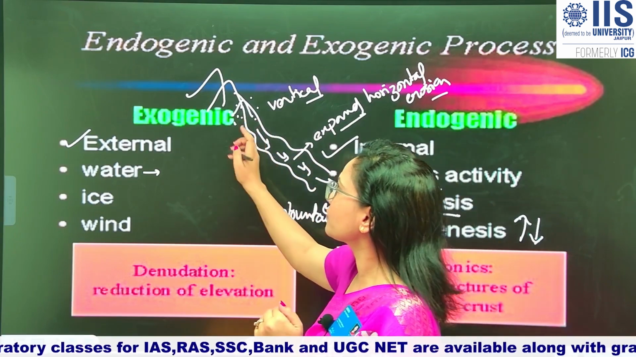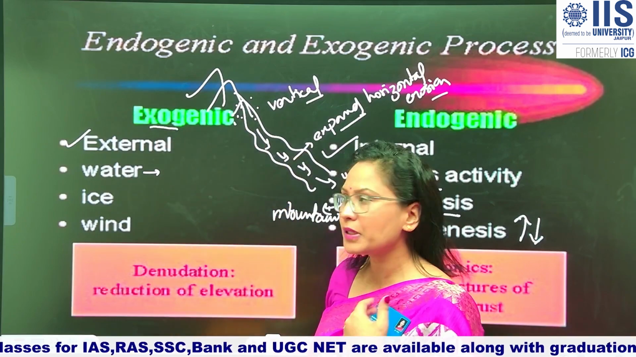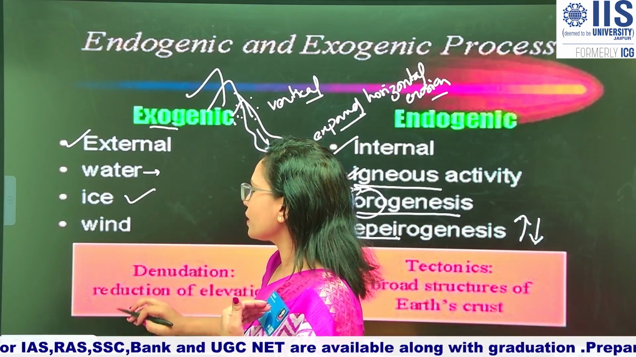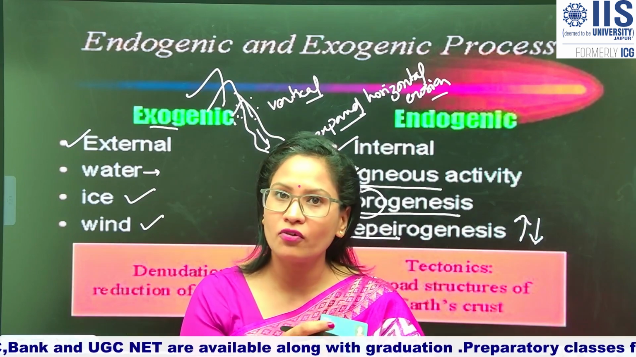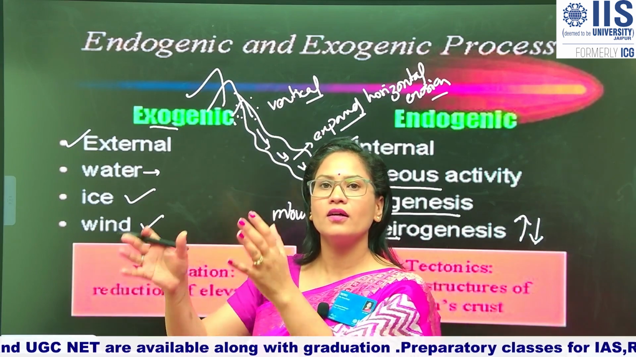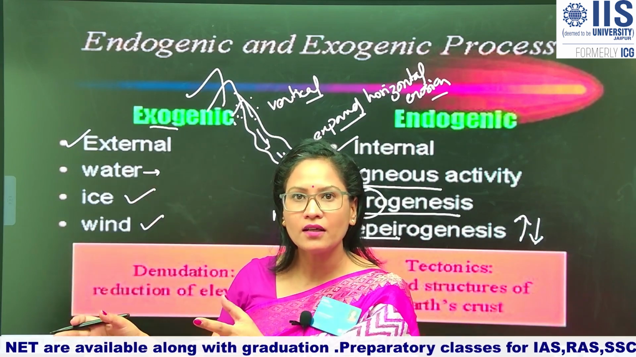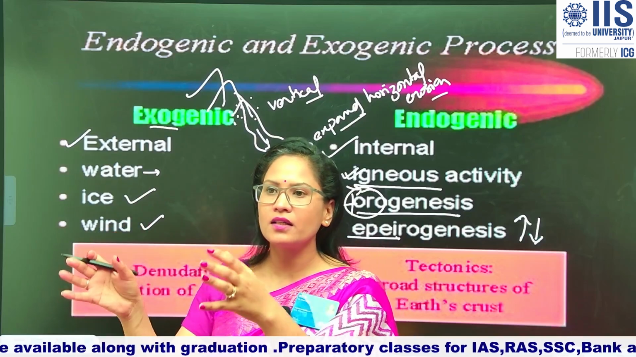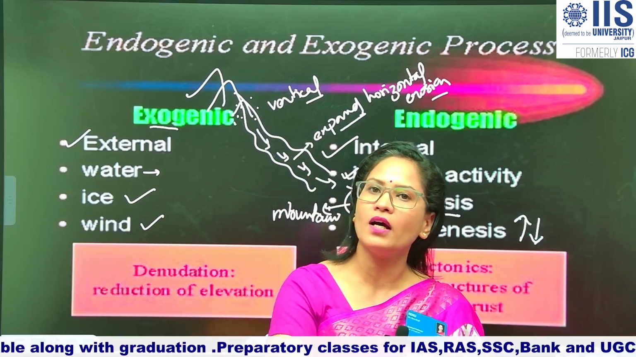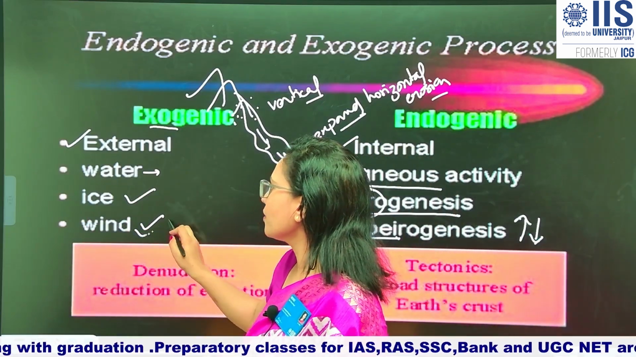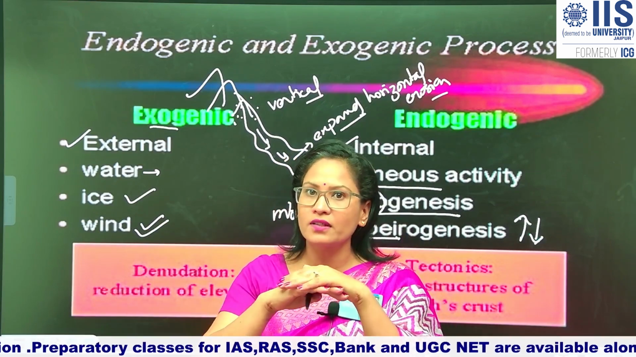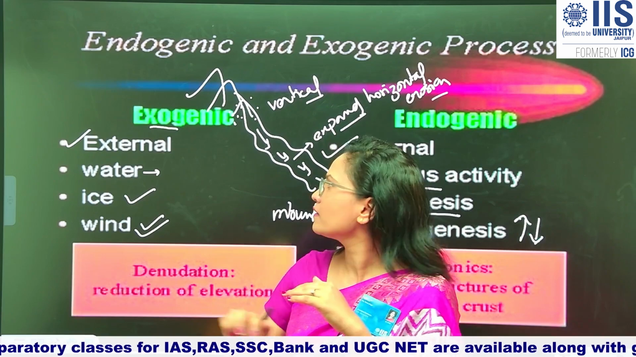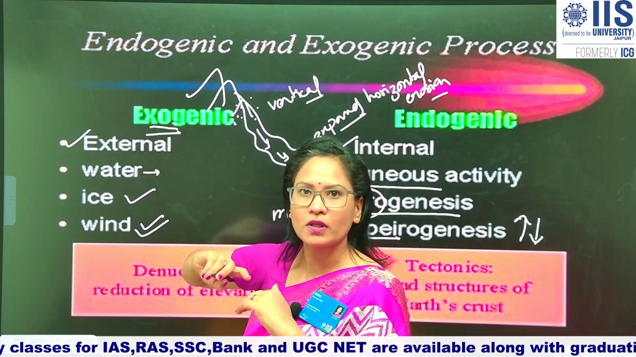So rivers are playing their role, but they are on the earth's surface. That's why this force is known as exogenic. Similarly, ice is also doing its work, wind is also doing that. When there is a high velocity of wind, it carries the sand and displaces it from one place to another place. That will be the power of wind, but it occurs on the earth's surface. That's why it is known as exogenic or external force, right?